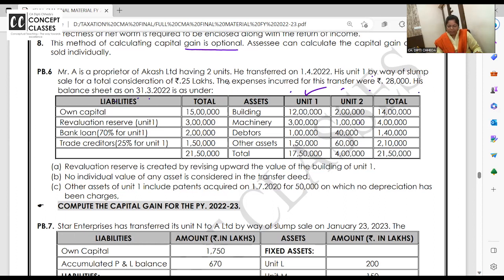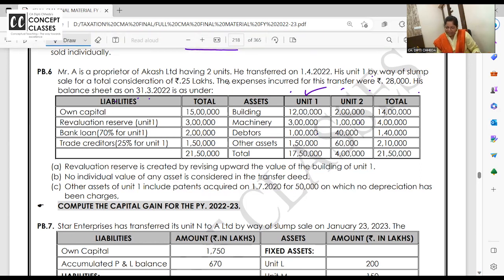His balance sheet as on March 22 is given, since he transferred in April 22, so last year's balance sheet is given. Building, machinery, other assets, and revaluation reserve of unit 1. So definitely revaluation reserve will be a part of this. The bank loan total is given, and 70% belongs to unit 1, that we will take. Creditors also here.